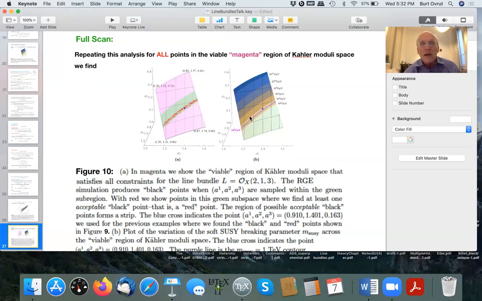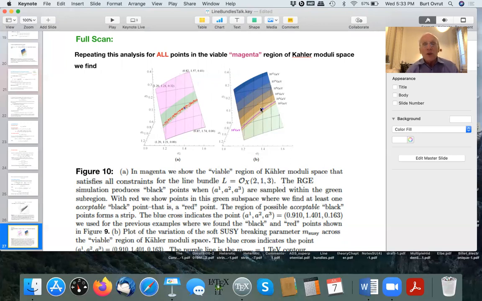And, you know, we see where they lie here. They lie down in here, okay? So let me just read it. Magenta region, viable region of moduli space for this particular line bundle. The RGE produces black points for A1, A2, and A3 sampled at any point in the green region, we can get black points. With the red points, we show in the green space, we find at least one acceptable black point, that is a red point. The region of possible acceptable black points form a strip, that's that red strip that you see. The blue cross indicates this point that we looked at just before. So that's that little blue point here, and it sits right in the middle of that thing.